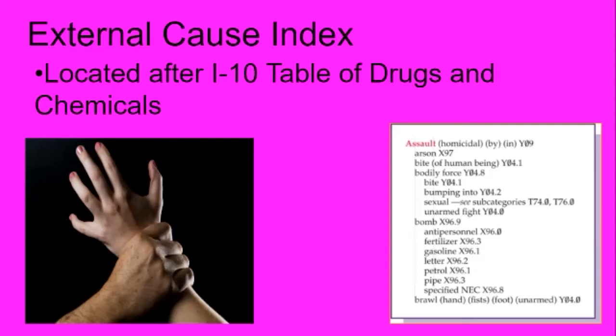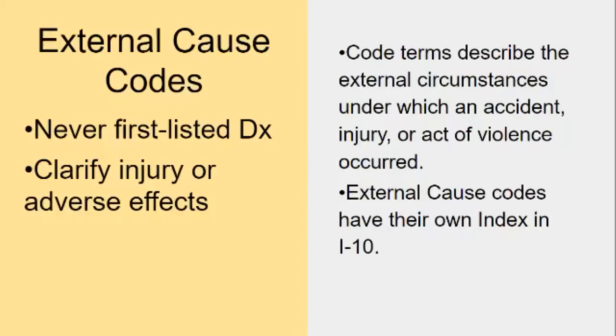Now we're going to talk about our external cause index. It's located after the tabular of drugs and chemicals. External cause codes are never first listed diagnoses, and they clarify injury or adverse effects. Code terms describe the external circumstances under which an accident, injury, or act of violence occurred. External cause codes have their own index in ICD-10.